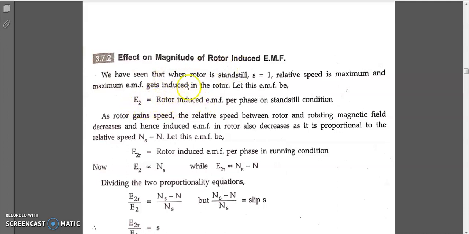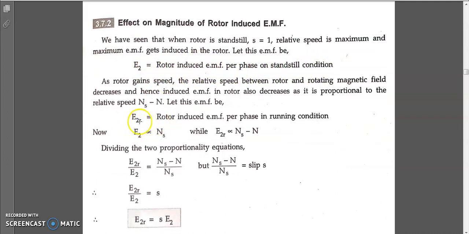Anyhow, E1 we are not considering since we are only discussing with respect to the rotor part. Let E2 be the rotor induced EMF during standstill condition. Next, E2R: let E2R be the rotor induced EMF in the running condition. So this is the standstill condition or zero speed condition, and this is the running condition.